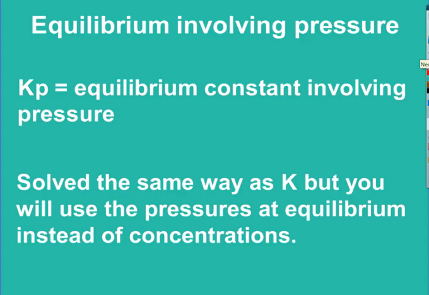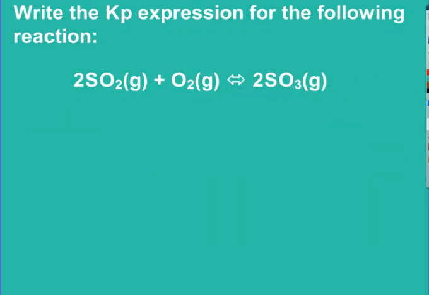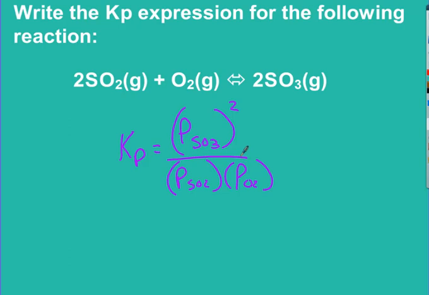When you're trying to solve equilibrium and it's only dealing with pressure, sometimes they'll say, what is the KP? KP is equilibrium constant involving pressure. It's going to be solved the same way as K, but you will use the pressures at equilibrium instead of concentrations. So we can't use brackets because brackets mean concentration. We're going to have to use parentheses. So for my KP, it's going to be pressure of SO3 to the 2nd power over pressure of SO2 times the pressure of oxygen. So that's my KP expression.